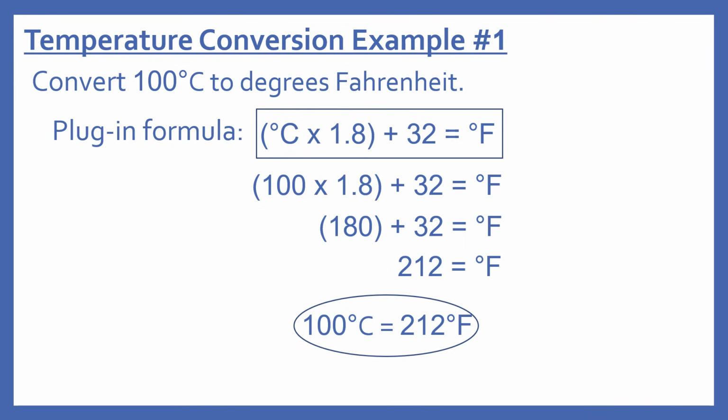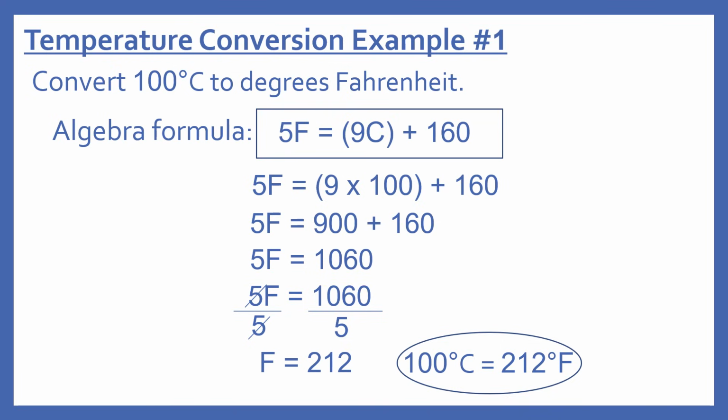That's our formula. So we have 100 times 1.8, and that's in parentheses, so we do that part first. That equals 180. Then plus 32. 180 plus 32 is 212, so that equals our degrees Fahrenheit. So 100 degrees Celsius equals 212 degrees Fahrenheit.